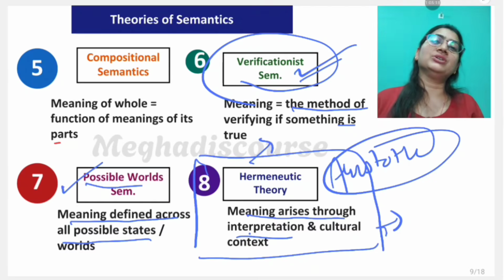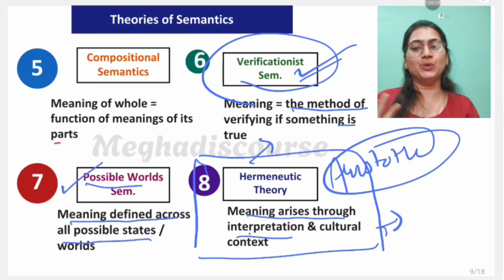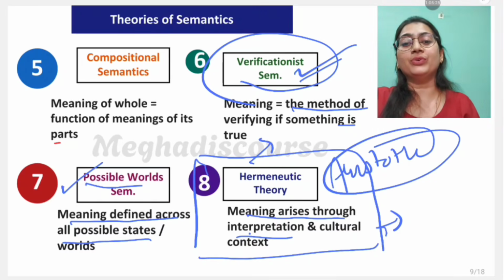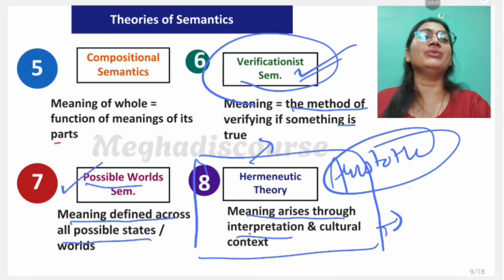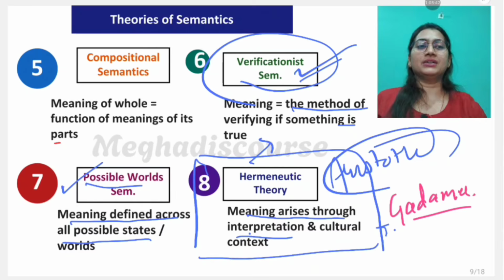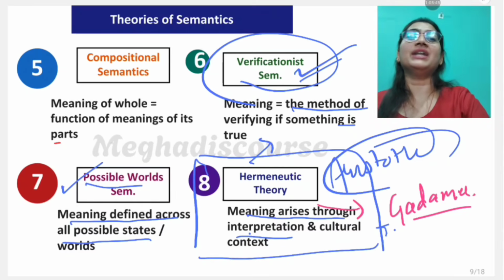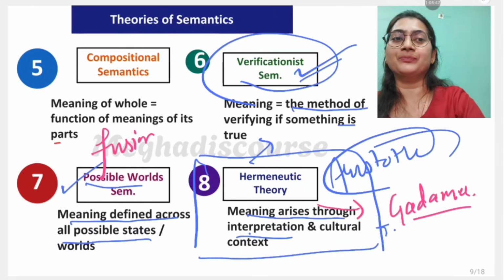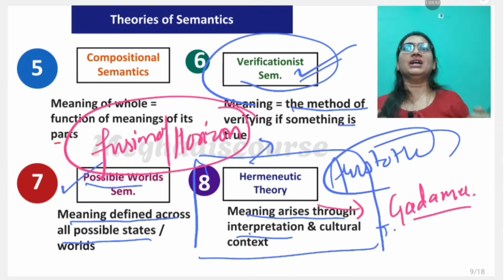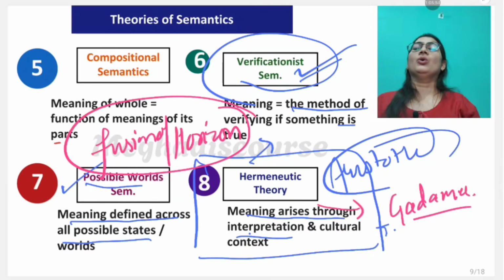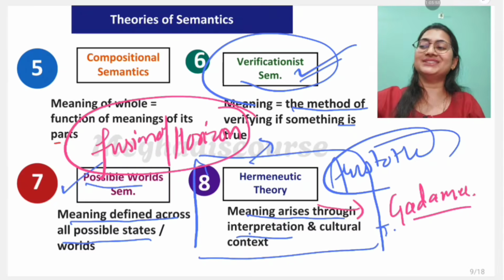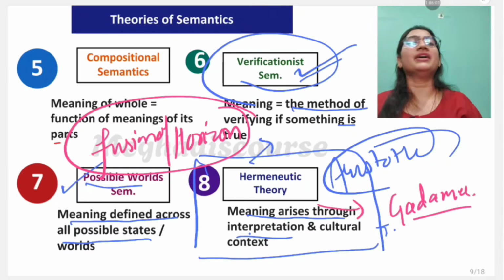For every messenger, for every person, the word is the same, but it appeals differently. So this is all about the theory of semantics, and here we have Gadamer, who has given this theory, and he has given the idea of fusion of horizons. Now, what does fusion of horizons mean? Your horizon and my horizon, when they combine and give a conclusion, then the meaning arises.